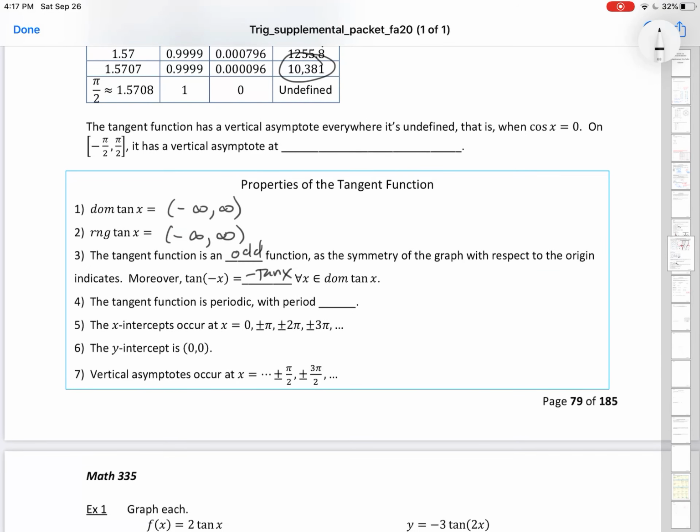Okay. There's functions that are neither even nor odd, though, as you probably know already. The tangent function is periodic with the period of pi. Its x-intercepts occur at all the multiples of pi. Y-intercept is 0, 0, and it has these vertical asymptotes, lines that it can't cross, at pi over 2, negative pi over 2, 3 pi over 2, essentially any n pi over 2 where n is an odd integer.